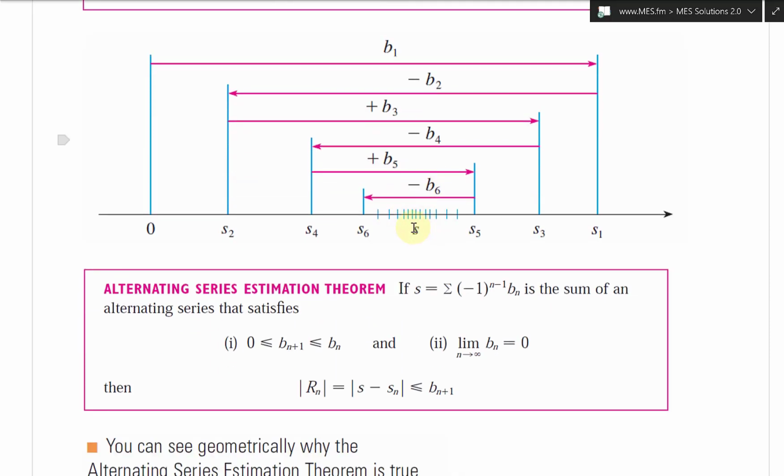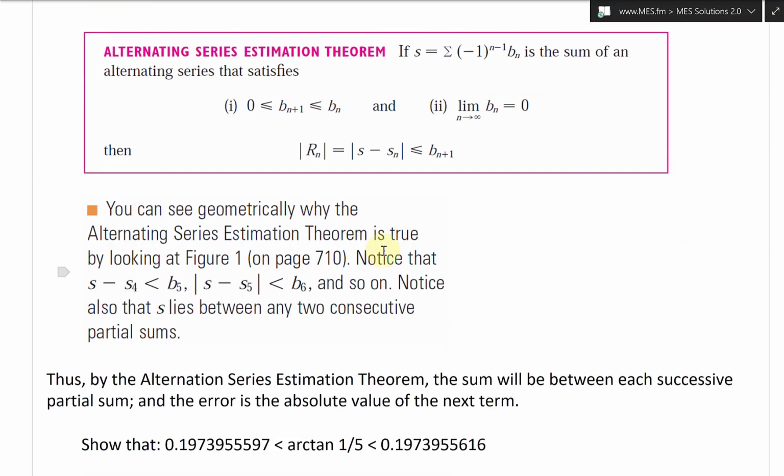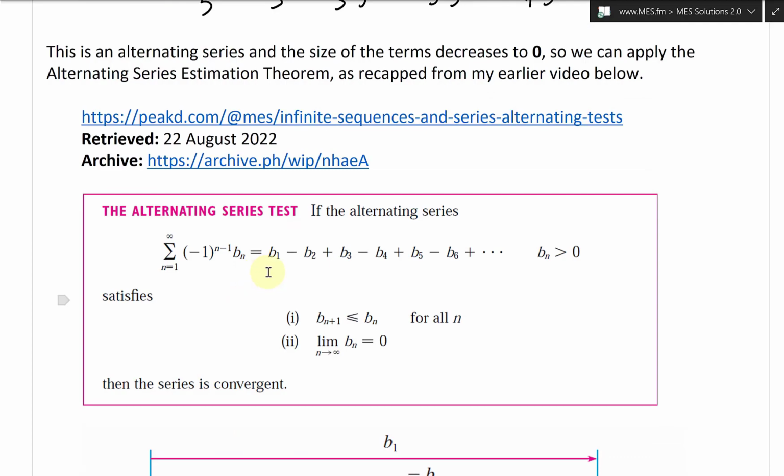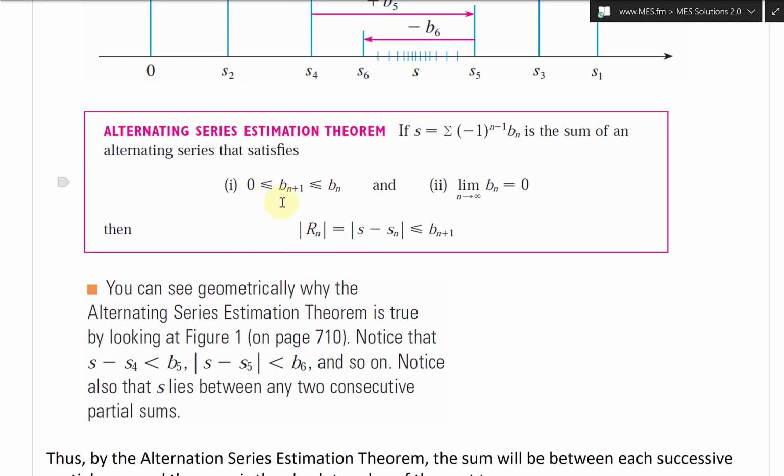And they use absolute value because in this case S is less than S5, but if you have it on the even side, S is greater than S4, S6, etc. So those will be positive. On the right side will be negative. So anyways, that was a recap on alternating series, the series test, and the estimation theorem.